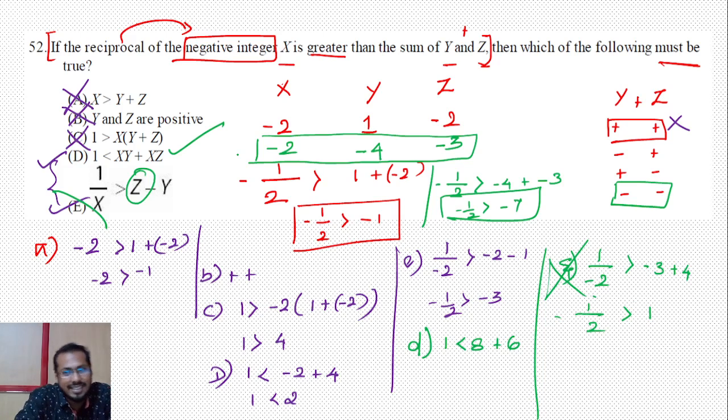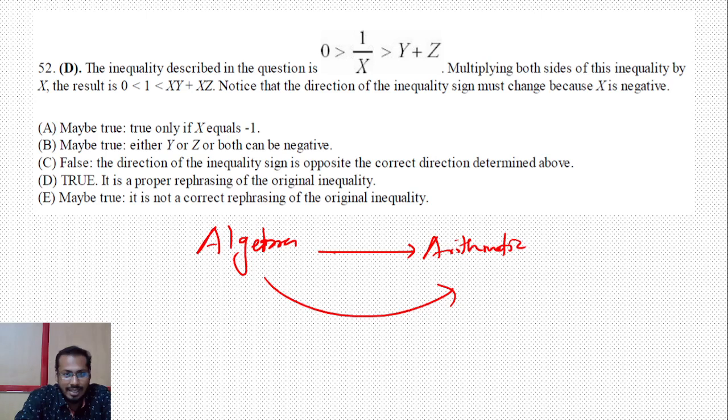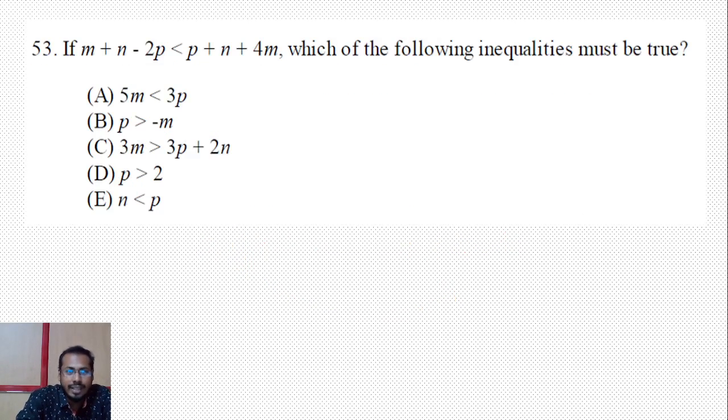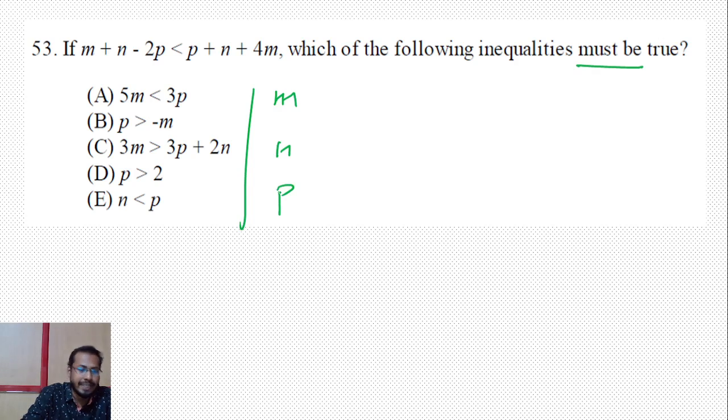I hope you guys understand this by converting algebra into arithmetic. Let me check one more question in the same model. Look at this question. Some inequality is given. Which of the following inequalities must be true? Again the concept is must be true. Now I am going to plug in some values for m, n and p. So what numbers can we give for m, n and p?